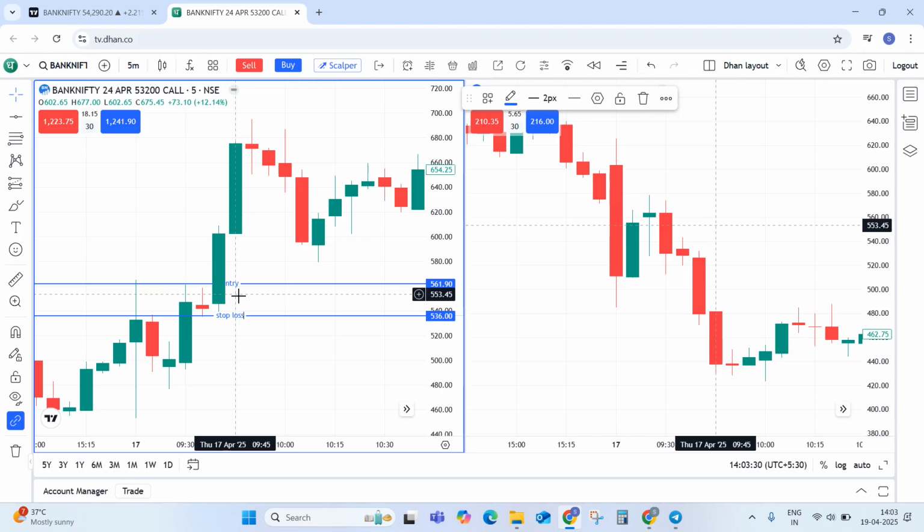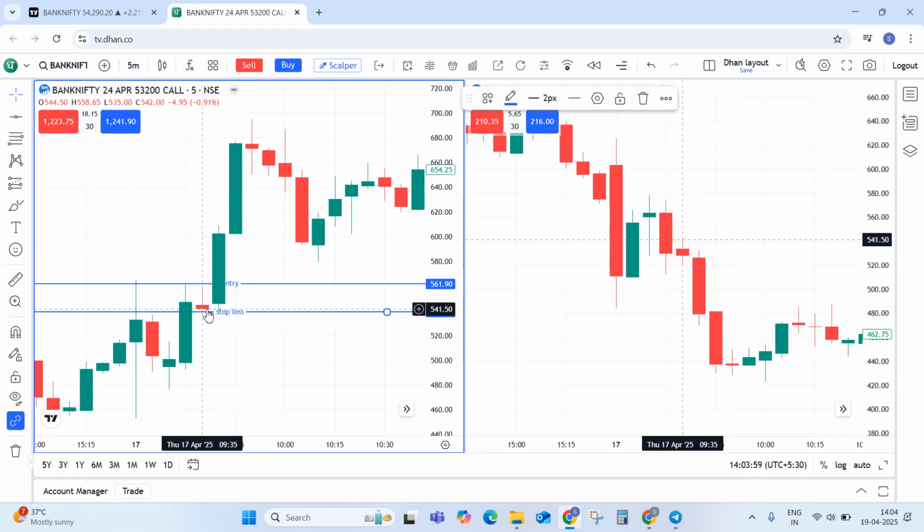So here 561.90 is the entry price, and 536 is the stop loss. This is the initial stop loss. After that I will trail the stop loss. Whenever this price is triggered, our entry position will be taken in our trading platform. Whenever this 5 minute time frame candle closes, I will drag my trailing stop loss to the low value of that candle.